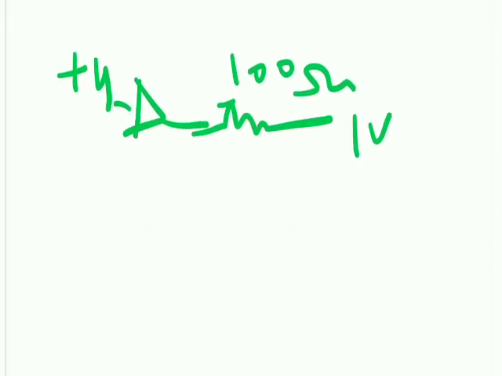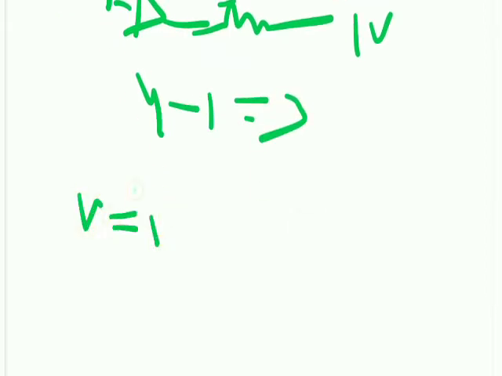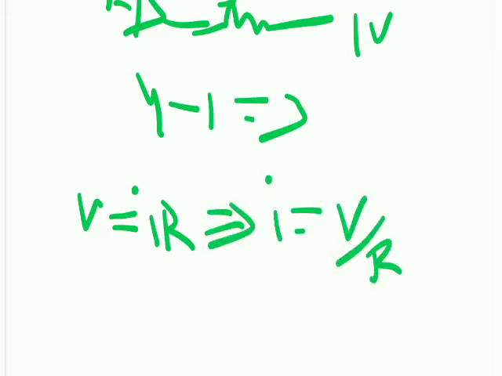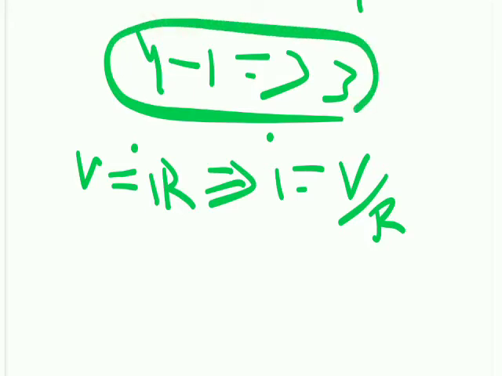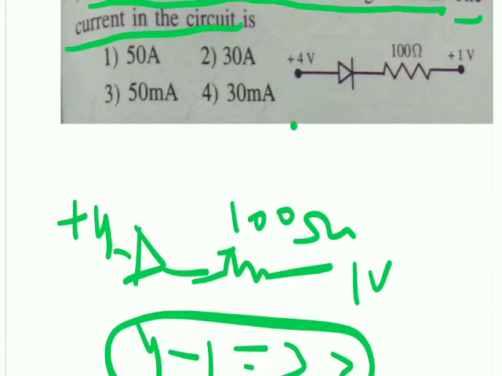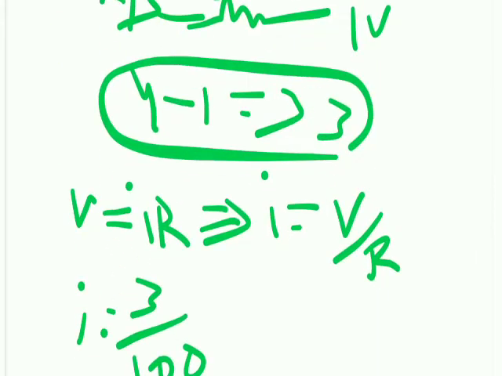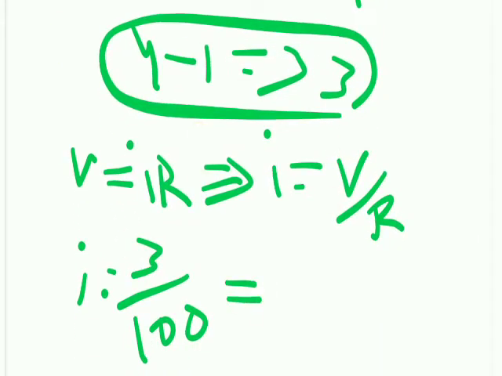Potential difference 4 minus 1 is 3. From Ohm's law, V is equal to I into R. He is asking the current, so I is equal to V by R. The potential difference is equal to 3, then I is equal to 3 by 100, since the resistance is 100.